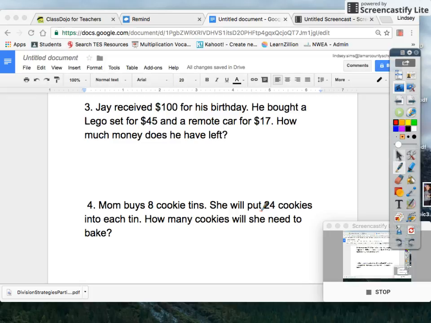So Jay has $100 and he bought a Lego set and a remote car. You can either subtract 100 minus 45 and get the difference and then subtract 17, or a lot of kids added what he bought and then subtracted that from 100. 5 plus 7 is 12. 62. He spent $62. Some kids just stop right there and just put 62.